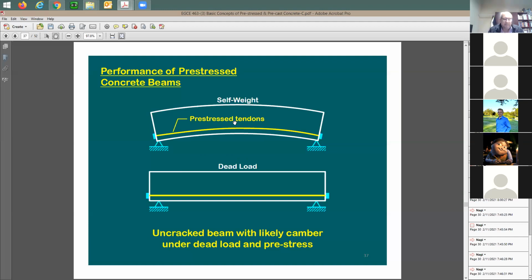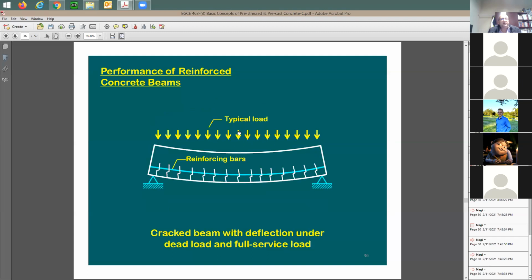If the beam in conventional concrete is not loaded, you almost have no stresses. But in pre-stress, even before you start to use it, you're going to have tons of stresses. Stress is going to be high. The bottom is going to be in compression and the top is going to be in severe tension due to this pre-stress before you start.